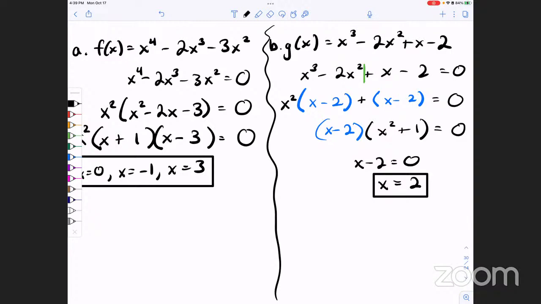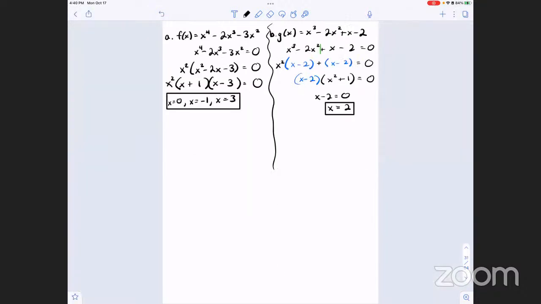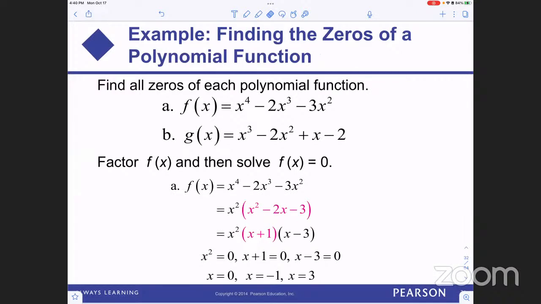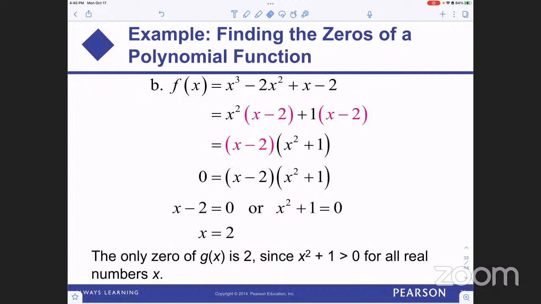But again, yeah, we would normally check those in the context of the original. I'm just going to piggyback off of my typed notes just for the sake of time. All right, let's go like this. So for part A, you can see those 3 results that we got: 0, -1, and 3. And for part B, the only 0 is going to be 2, since x squared plus 1 is always greater than 0 for all real numbers x. In other words, you won't be able to get that to be 0.